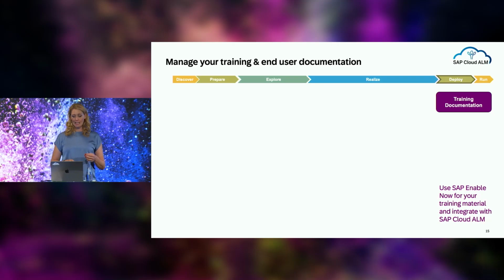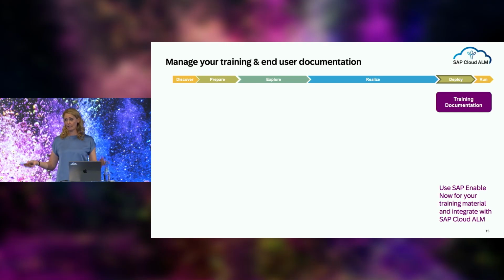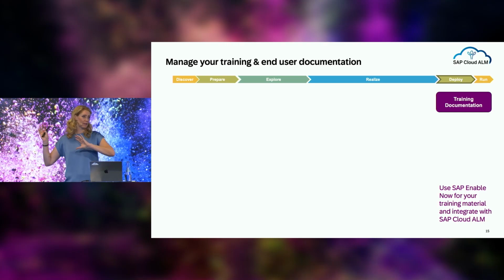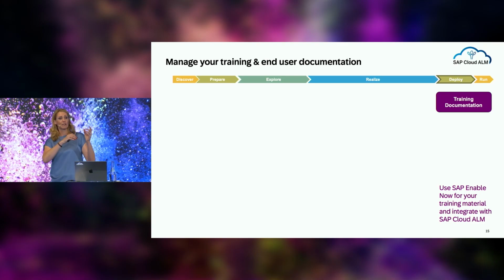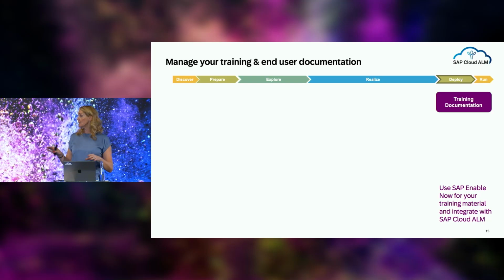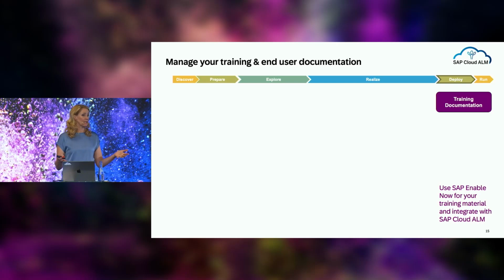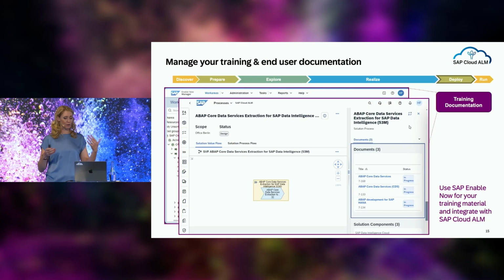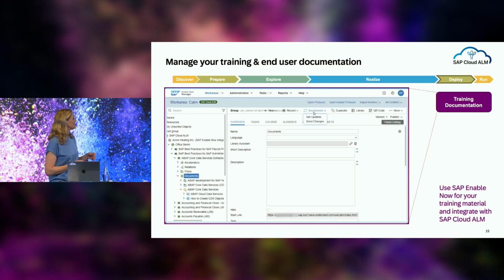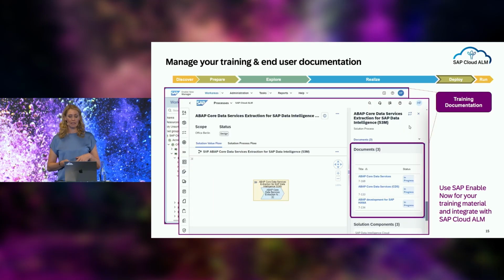Okay, last but not least, going a little bit into the deploy phase, you need to take care also of training documentation. And you saw on Tuesday and yesterday many sessions on this whole transformation tool chain. However, if you currently don't have all the tools yet, but you have Cloud ALM and you have something like SAP Enable Now for your training documentation, then I have some good news. We actually have an integration. They are using our standard APIs, and you can exchange information between SAP Cloud ALM and Enable Now.